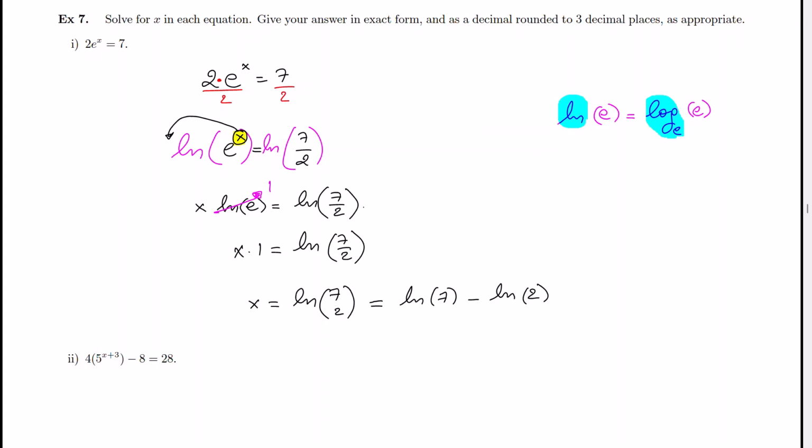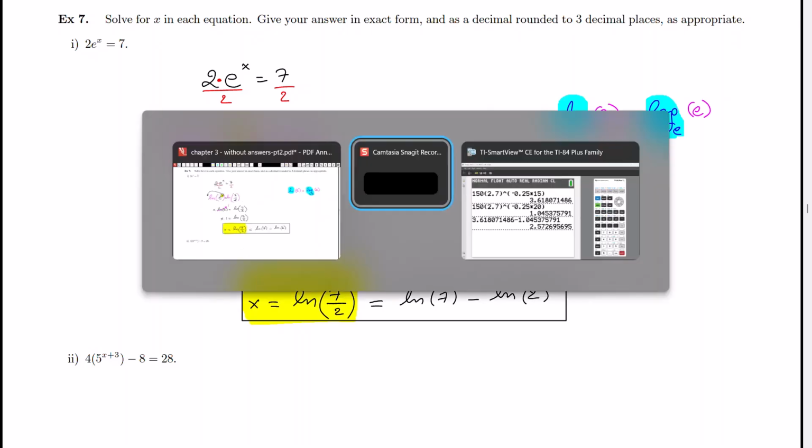But anyway, let's see if this is true or not. So this is the exact answer. Choose one of them. I prefer the first one, obviously, because that's more compact. But the second one that we wrote is also correct. It's not wrong. But let's see that this is true by using our calculator.